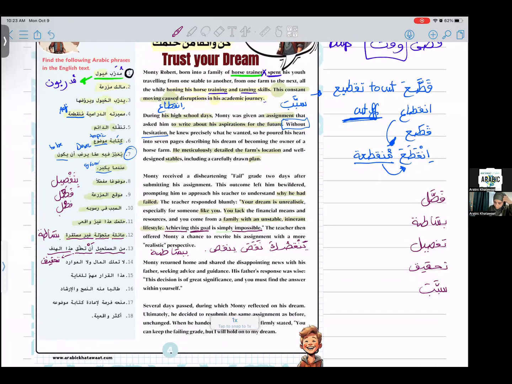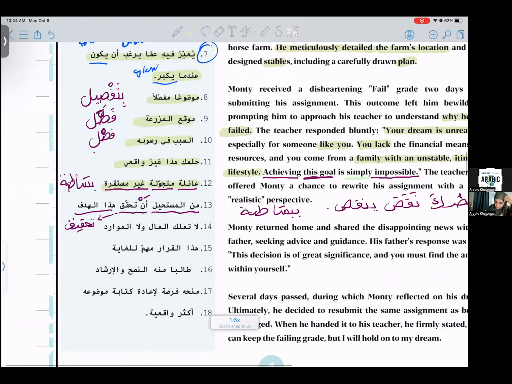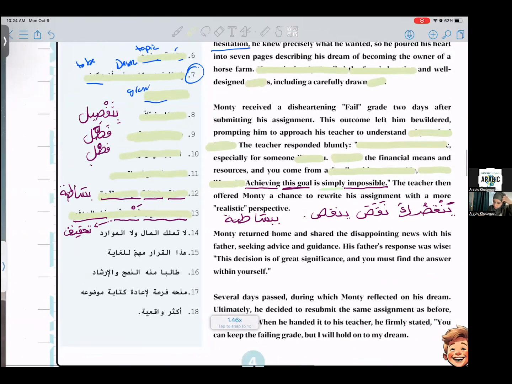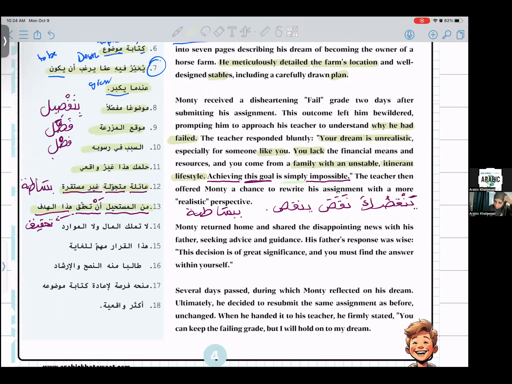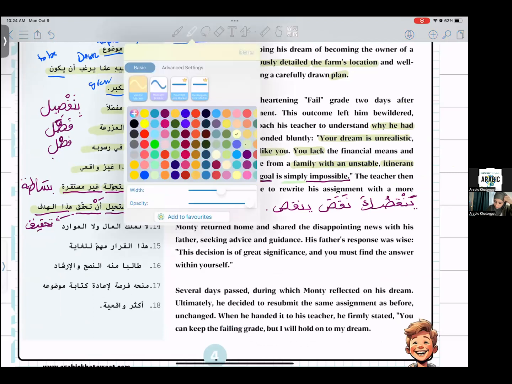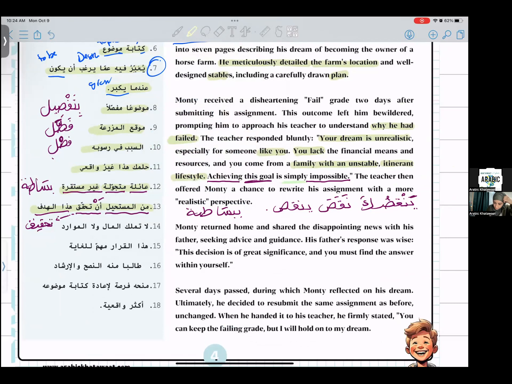Now I'm going to go back to this part and highlight number 13. Go take your notes as well. من المستحيل. So achieving this goal is simply impossible. تحقيق هذا الهدف مستحيل. You can even construct it the exact same way. تحقيق هذا الهدف مستحيل. ببساطة مستحيل.